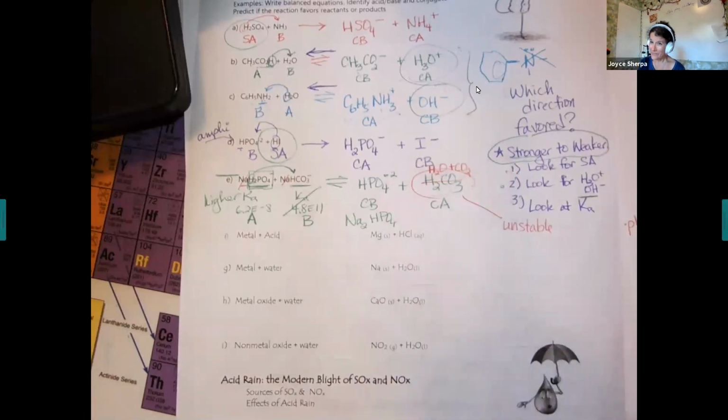In all honesty, I don't really care. Both of them are a conjugate acid, so you can label either one. You're kind of putting them together there. Now we're going to predict which way this reaction goes.